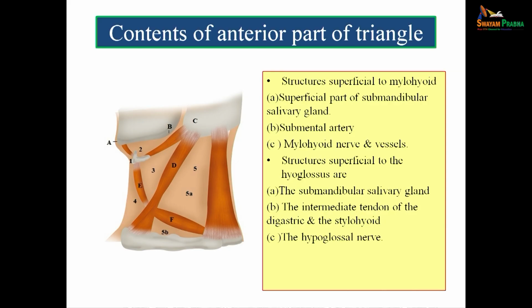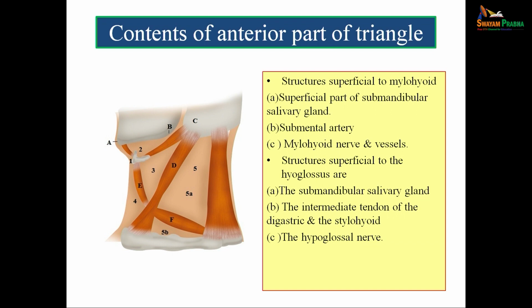Now, when we describe the structures lying in the digastric triangle, we describe them under 2 headings: structures lying superficial to the mylohyoid and structures lying superficial to the hyoglossus. Now, mylohyoid and hyoglossus are both muscles forming the floor of the digastric triangle. So, the structures lying superficial to the mylohyoid are superficial part of submandibular salivary gland.